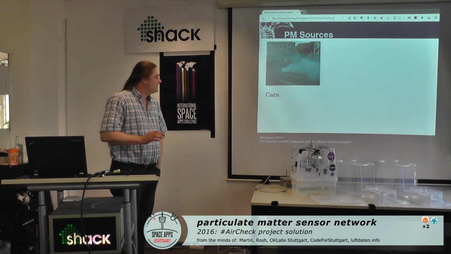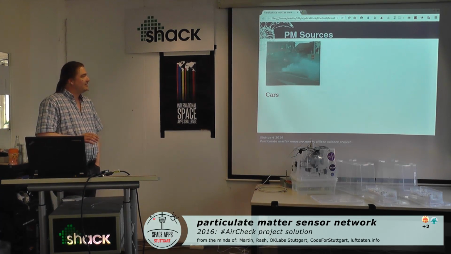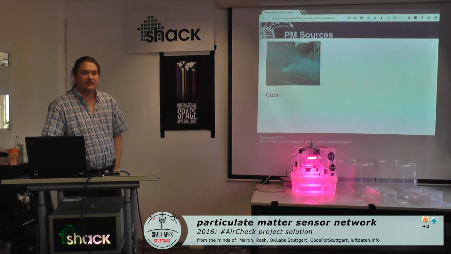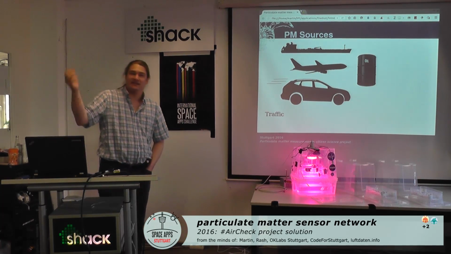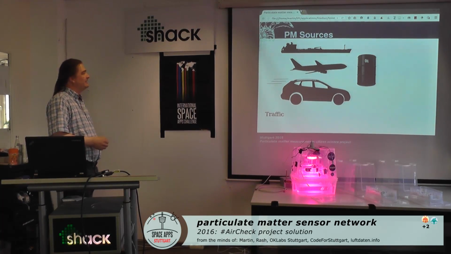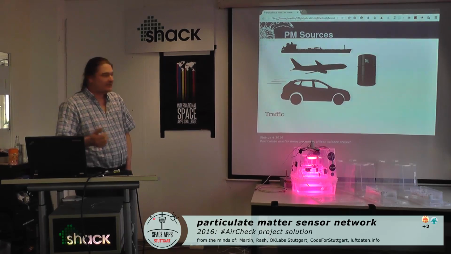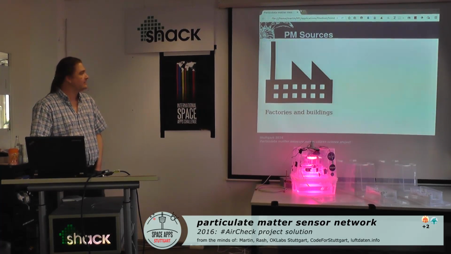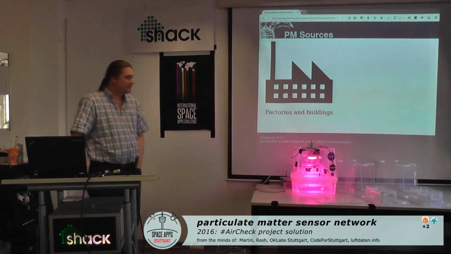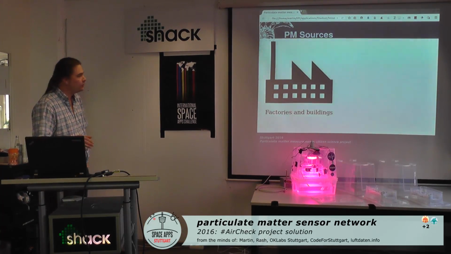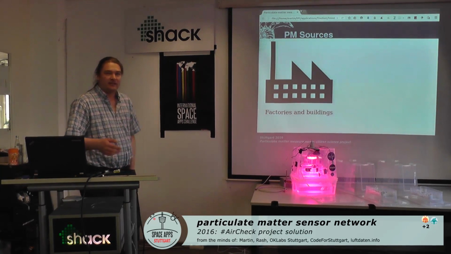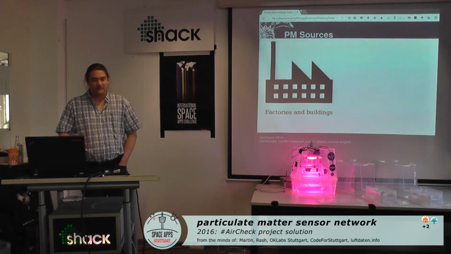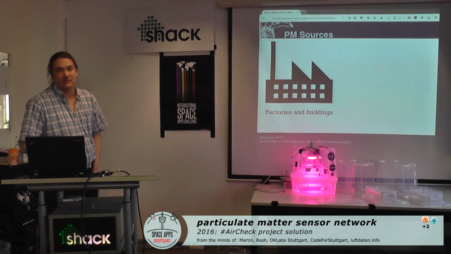What are the sources? One of the sources is traffic, so we have the cars that emit these type of particles. For example, diesel is well known for that, and sometimes you see the black clouds coming out of the cars. But it's not only the cars, it's also planes and ships that emit a lot of particles here. And last but not least, roughly a third of the pollution that we see is coming from factories and buildings. So if we use heating and burn oil or burn wood, then we create also particulate matter.